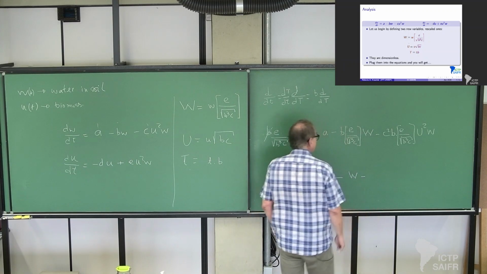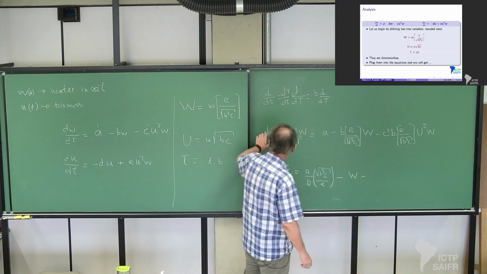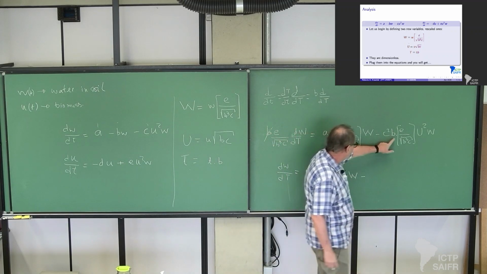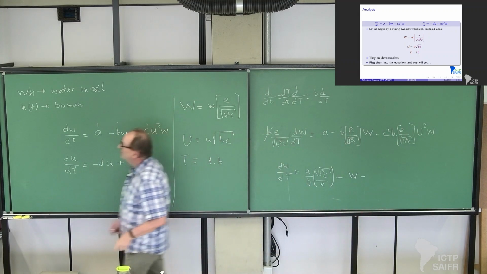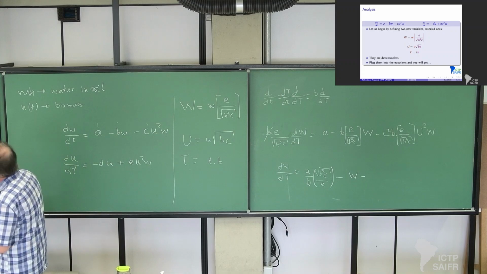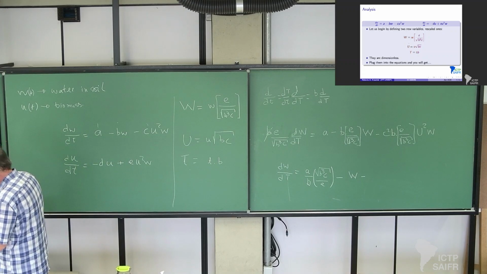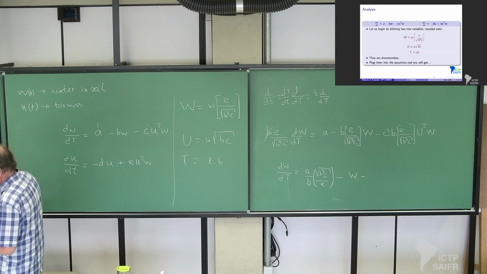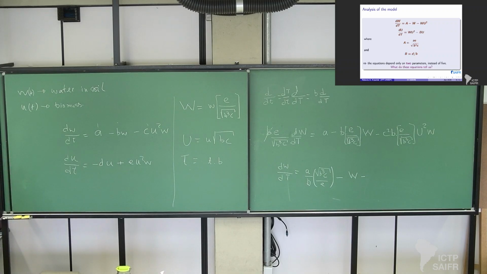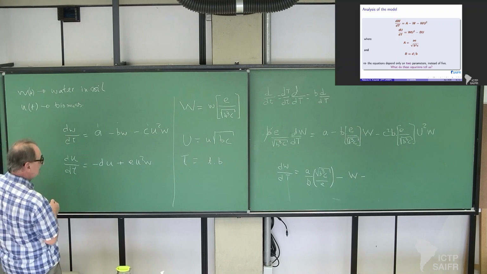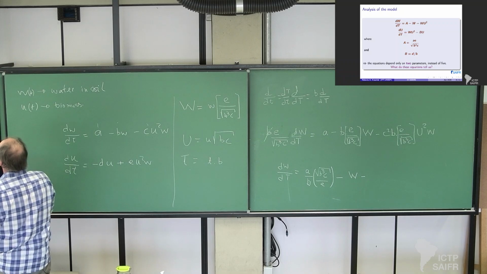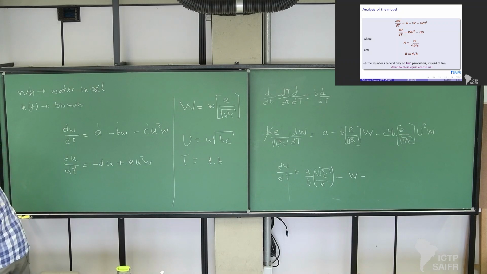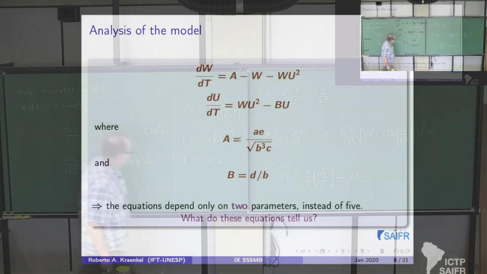Minus then we have B times this guy, and let me see what happened here. Ah, yeah, that's correct. But I need this other one. There is a C that should not be there. I probably made something wrong here.